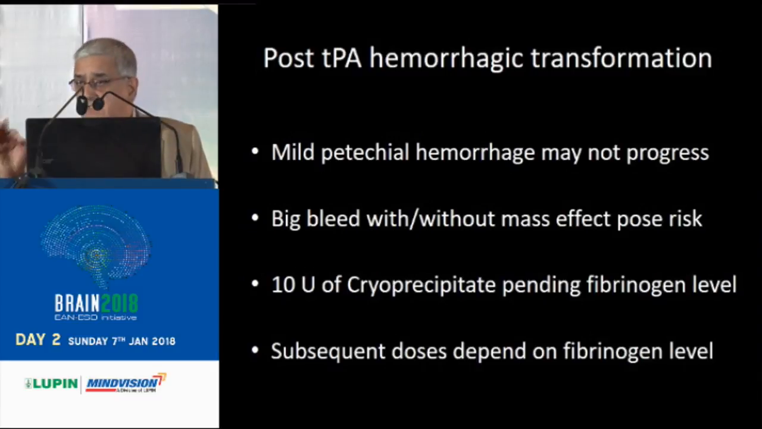risk. And in these patients, the moment we have detected it, we must give them 10 units of cryoprecipitate pending fibrinogen level. We don't have to wait for the fibrinogen level because it takes at least 1 hour to get that, and by the time there may be extension. In fact, post-TPA bleeds do extend. So this is the new thing: you send the fibrinogen level, but don't wait for it. Just give 10 units of cryoprecipitate, and subsequent doses of cryoprecipitate will depend upon the fibrinogen level. It has to be brought to at least 150 milligrams per deciliter.